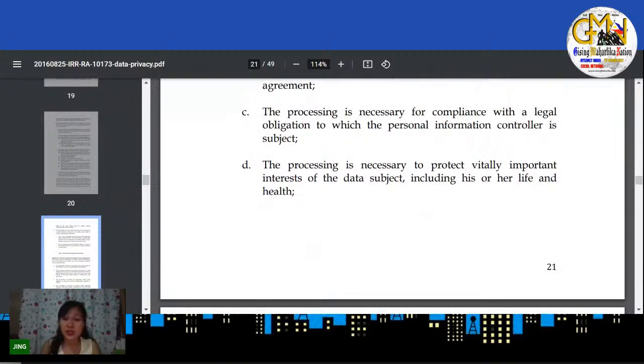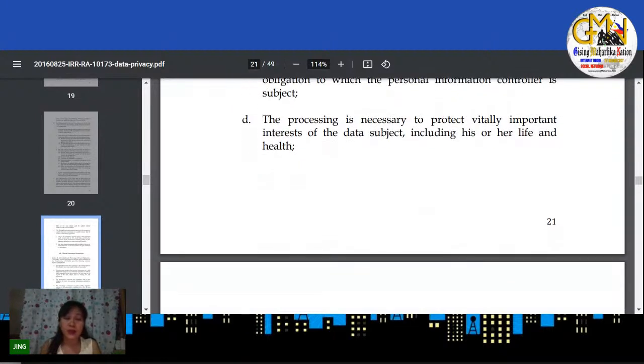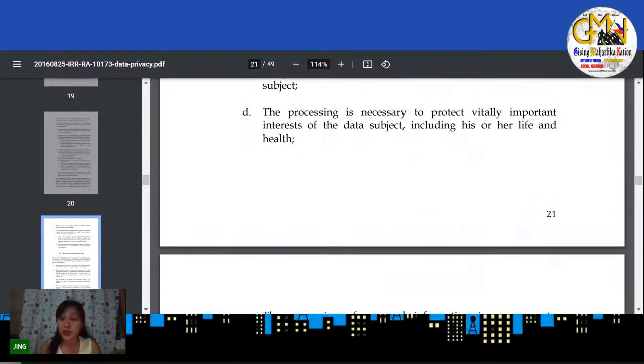The processing is necessary for compliance with a legal obligation to which the personal information controller is subject. Letter D. The processing is necessary to protect vitally important interests of the data subject, including his or her life and health.